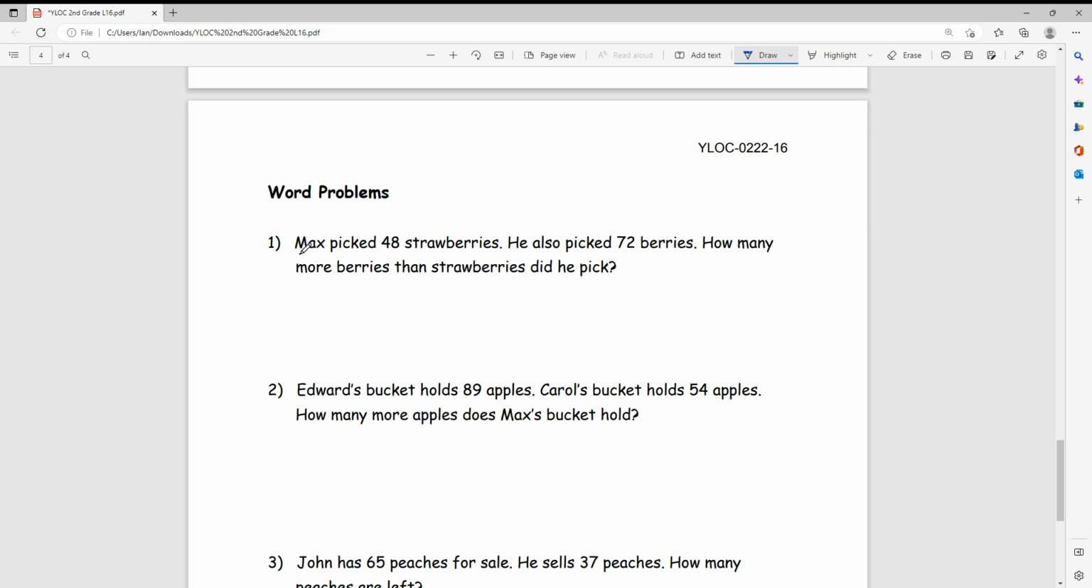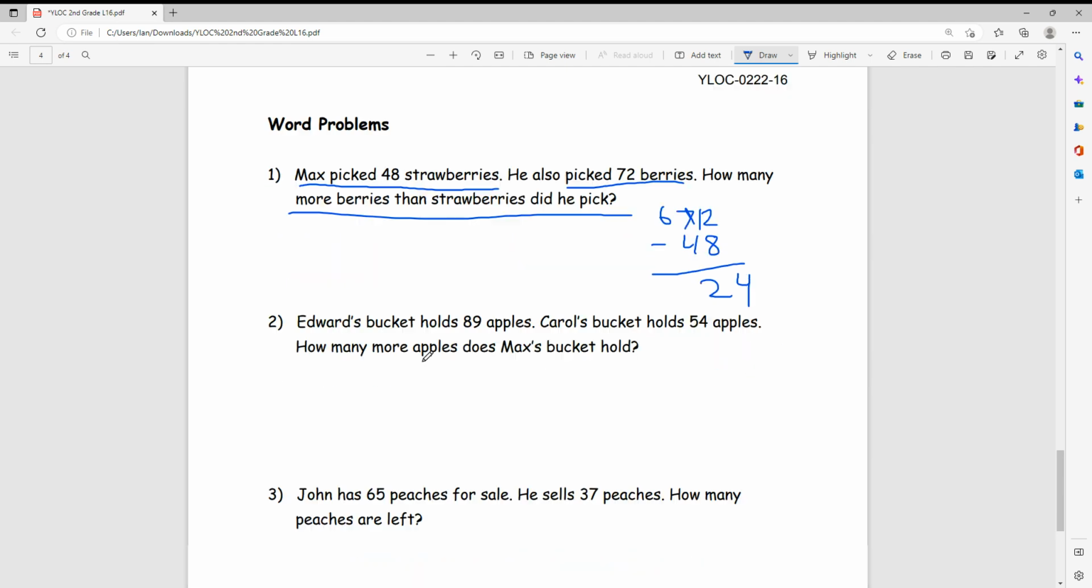Finally, the word problems. So Max picked 48 strawberries. He also picked 72 berries. How many more berries than strawberries did he pick? So we know he has 72 berries, and he has 48 strawberries. So we subtract. 7 minus this by 1, so it's 12. And then it's 4, and then 6 minus 4 equals 2, so our answer is 24.